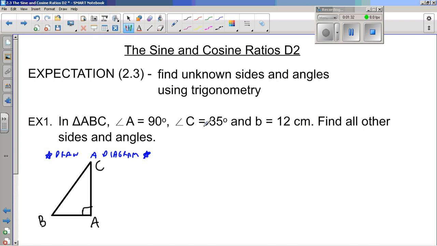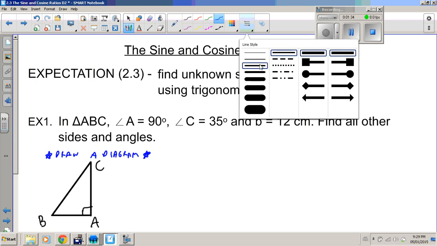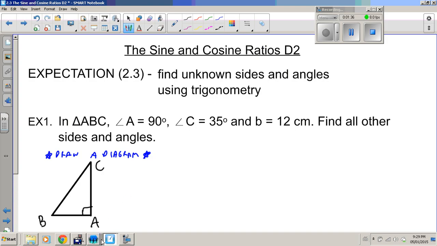So C is 35 degrees. And I'm going to start writing. What's going on here? Something's flashing at me. Ignore it. C is 35, so that's 35 goes in there. And little b is 12 centimeters. Well, remember, that's the side across from it. That's 12. And then it says, find all other sides and angles.